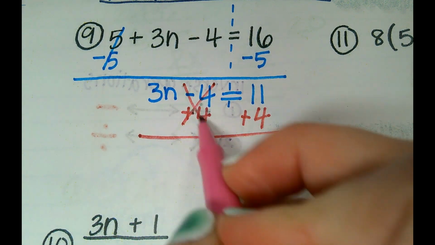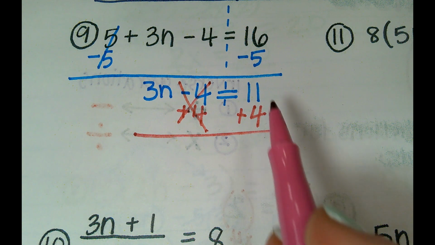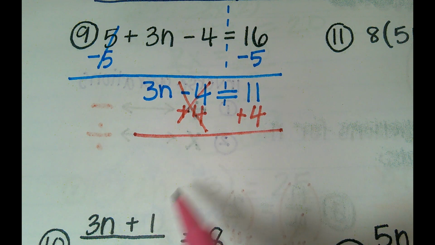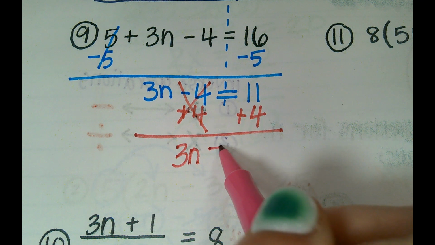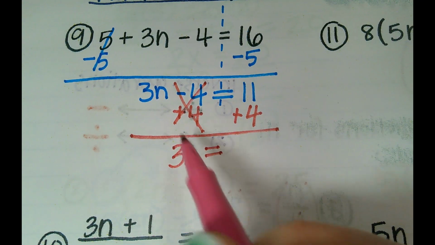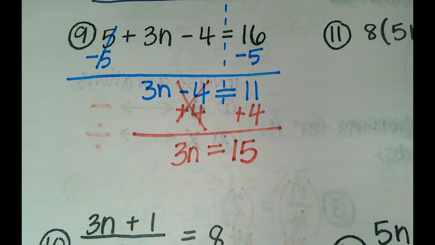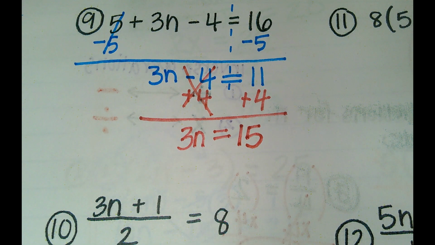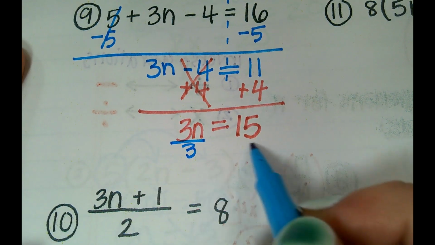Cross the 4s out, they cancel. 11 plus 4 is 15. Always double check. 3n equals 15. Yep, and now we divide by 3 on both sides. Good.